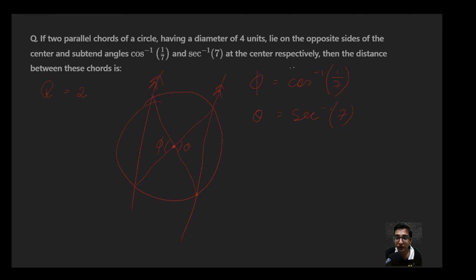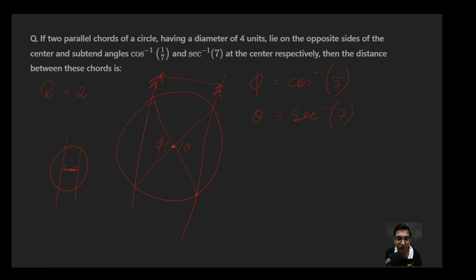Now we have to find out the distance between these two chords. That means the perpendicular distance basically. So how can you proceed for this question? Let me draw it once again here. The center has been given to you. So let's say if I'm able to find out this perpendicular distance and this perpendicular distance, wouldn't I be able to find out the distance between these two lines?